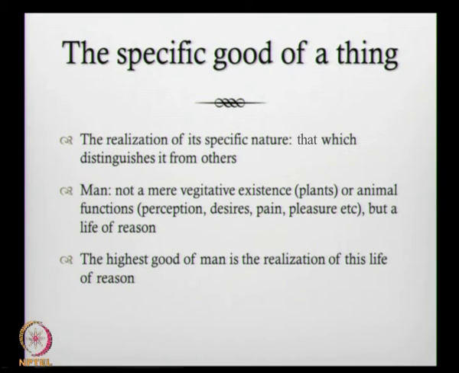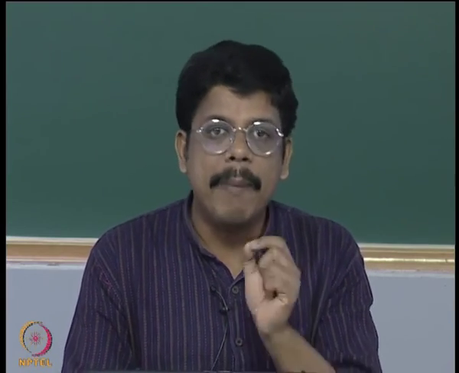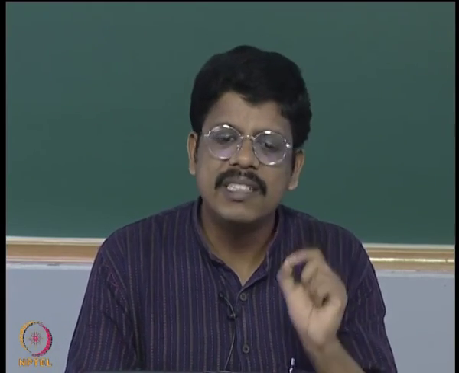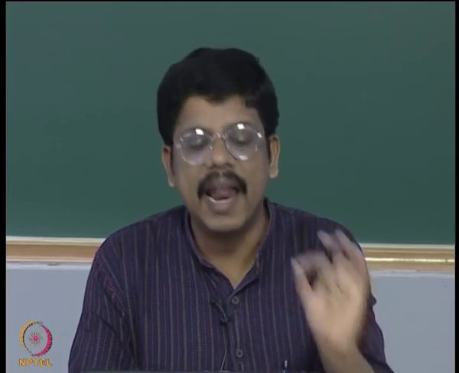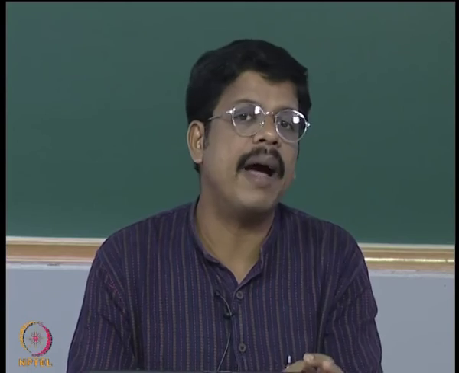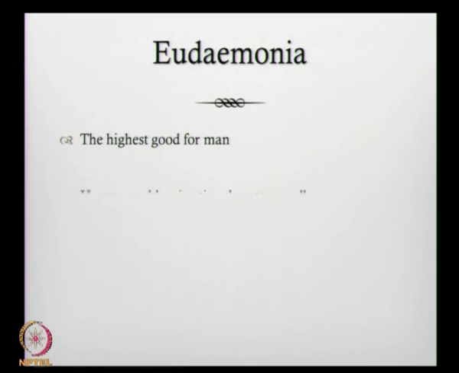So he starts with this idea that for any object, the fundamental purpose of any object is the realization of its specific nature. If that is the case, then what ought to be man's highest purpose? What is that specific nature of man? The specific nature of man is the life of reason, and that is what man seeks to realize. This is called eudaimonia, the highest good for man.